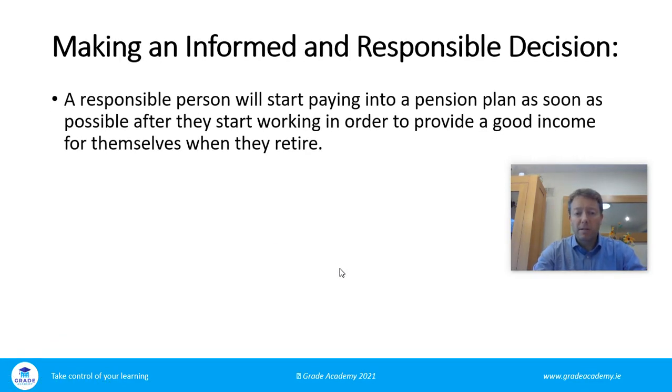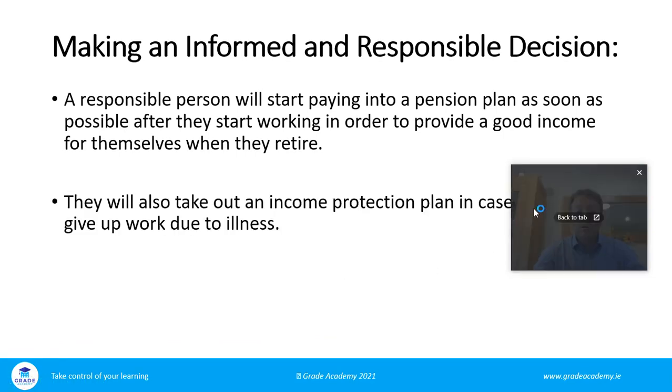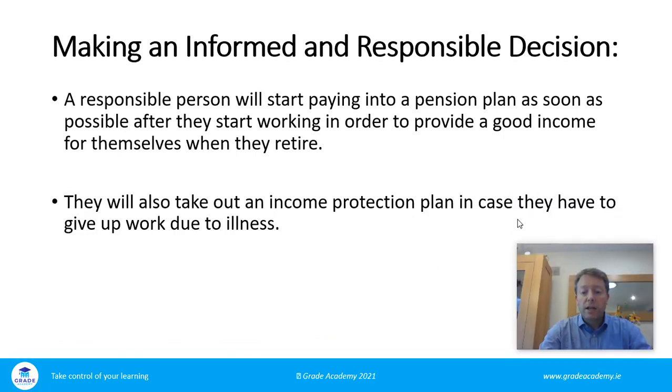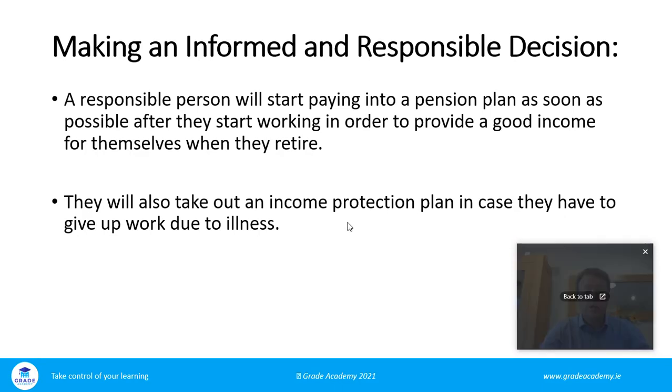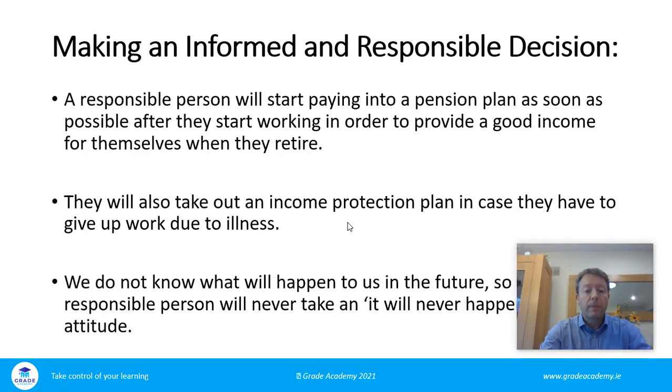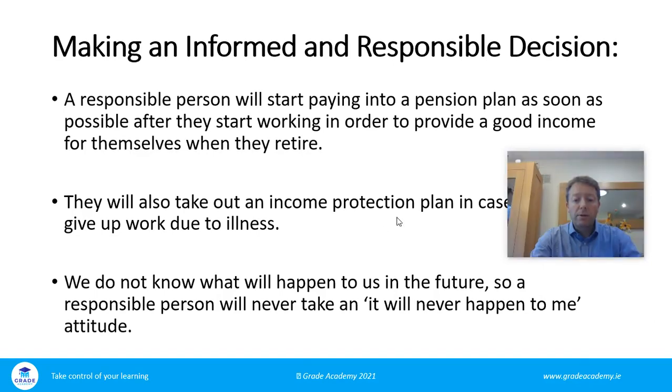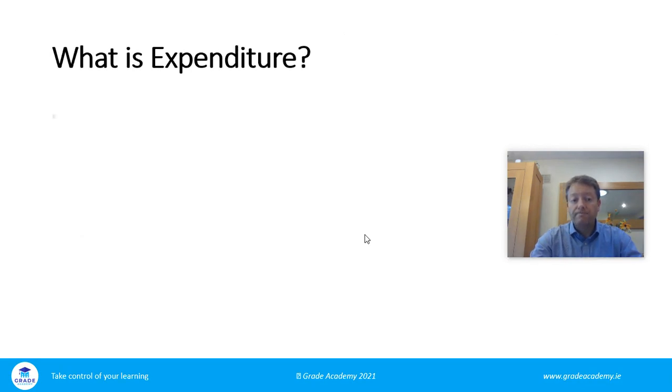A responsible person will start paying into a pension plan as soon as possible after they start working in order to provide a good income for themselves when they retire. They will also take out an income protection plan in case they have to give up work due to illness. We do not know what will happen to us in the future, so a responsible person will never take an "it will never happen to me" attitude.